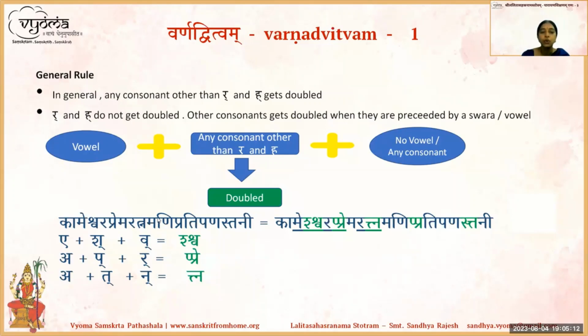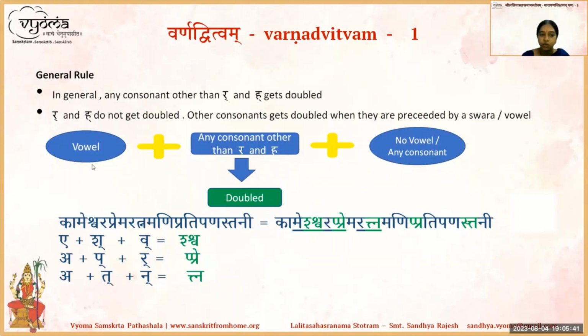Now let us look at the general rule which can be applied to this. One of the general rules is that any consonant other than Ra and Ha gets doubled. Ra and Ha never get doubled. So when does this happen? When there is a vowel and there is a consonant which is not Ra and Ha, and then there is no vowel, or there can be any other consonant. No vowel means there is no swara, or there can be any other consonant in both cases.